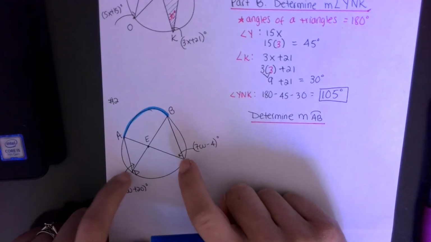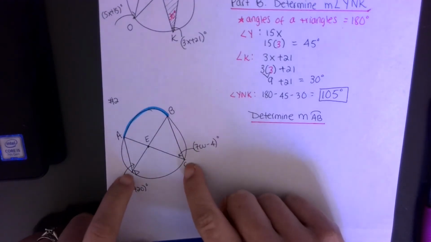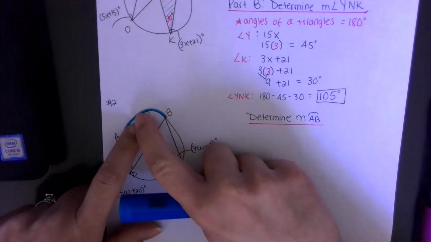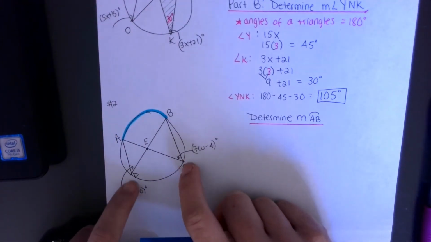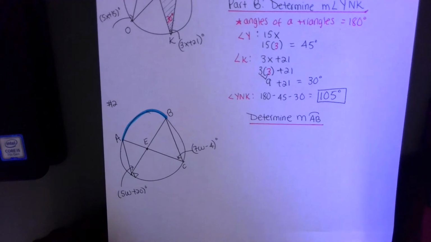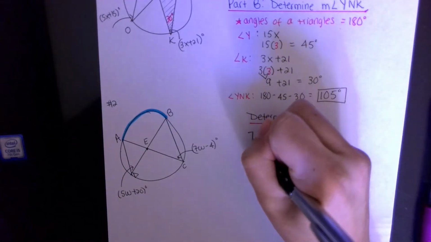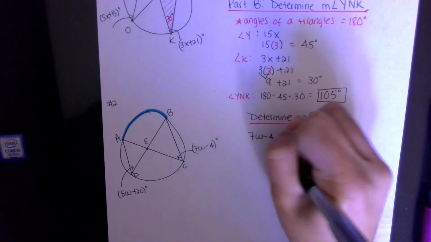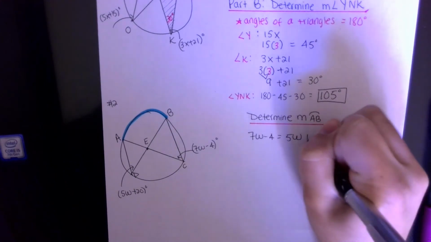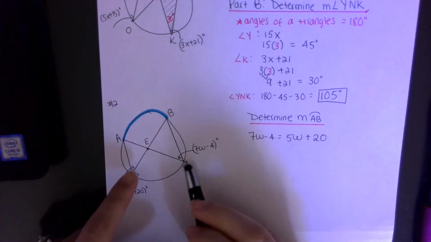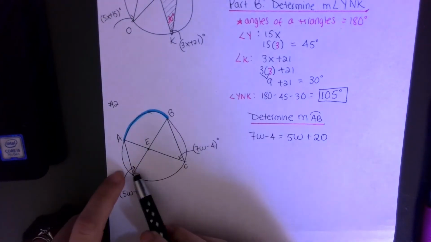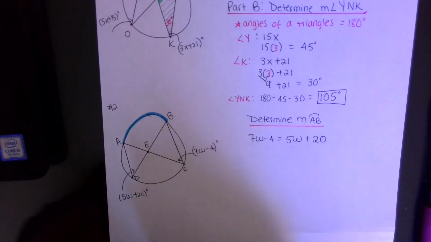We know that these two inscribed angles share this arc. So that means these two angles are congruent. So we're going to set them equal. I'm going to have 7w minus 4 equals 5w plus 20. We want to solve for w so we can figure out our angles, what this angle actually equals and what that angle actually equals.